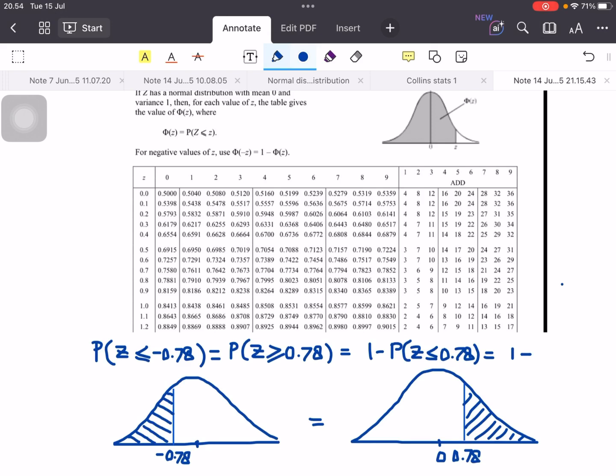So it will be 1 minus probability z less than 0.78. We can find it from the table. It's there, 0.7823, which is equal to, using our calculator, 1 minus 0.7823, which is 0.2177.